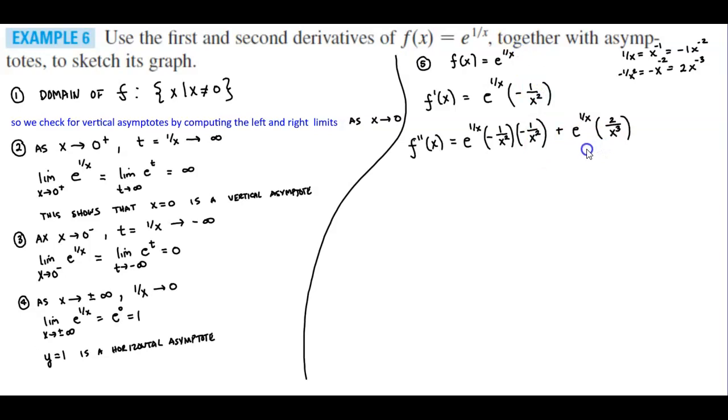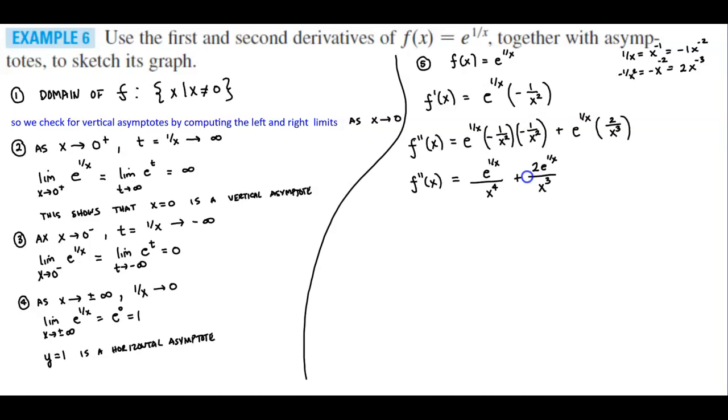Now let's simplify this a little further by multiplying everything out. The second derivative, f double prime of x, is going to equal e to the 1 over x in the numerator. If we take a negative times a negative, it's a positive. In the denominator, we have x to the 4th. And then plus, we have 2e to the 1 over x over x cubed.